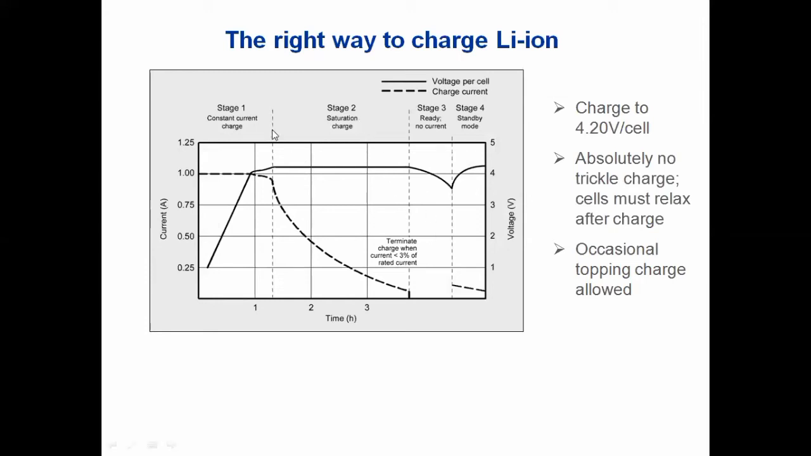For lithium ion batteries, we are taking the current drawn by the batteries with respect to time. The straight line shows the voltage per cell, and the dotted lines show the charge. So what will be the best performance of lithium ion cells? We have to charge the cell up to 4.2 volts. There is absolutely no trickle charge. Cells must relax after charge. Occasional topping charge is allowed. So occasionally we can allow topping of charges, but initially it needs to be charged up to 4.2.